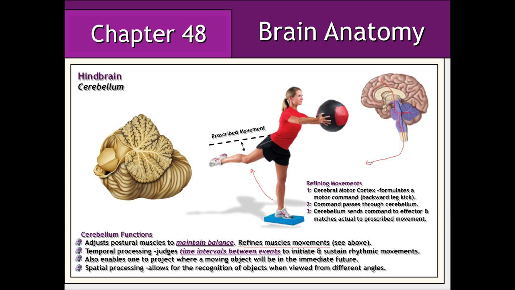The cerebellum will then proceed to match up the actual movement of the leg with the original command signal from the motor cortex in the cerebrum. If the two don't exactly match up, the cerebellum will make adjustments so that the actual movement of these effectors matches very closely with the prescribed movement from the motor command center in the cerebrum.